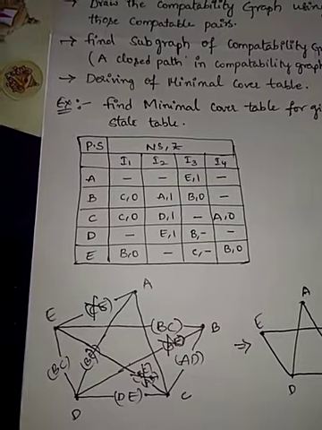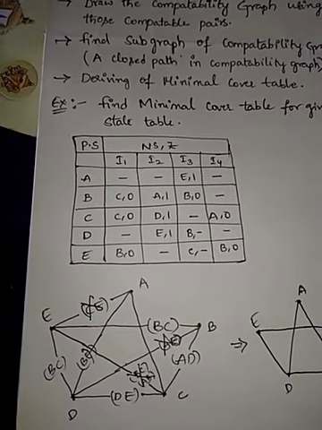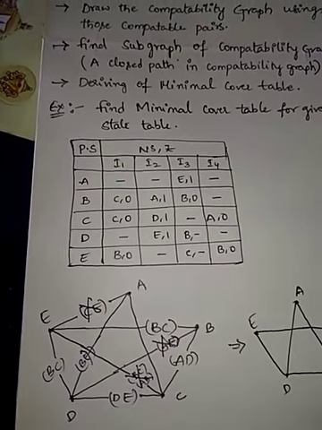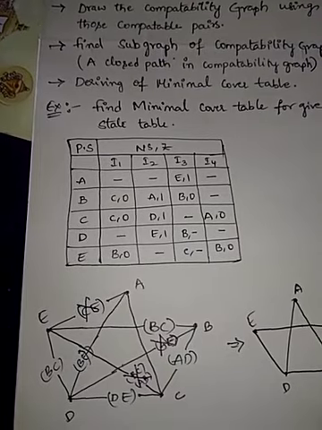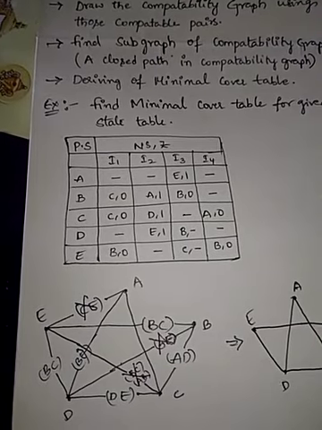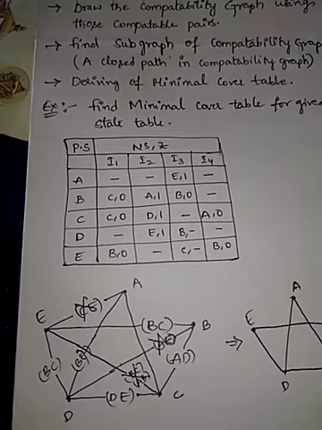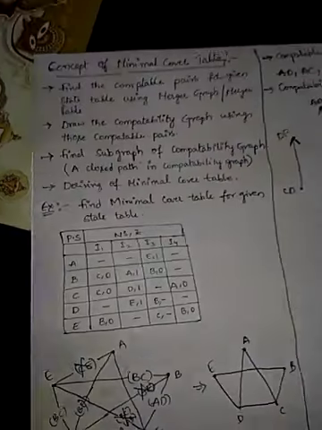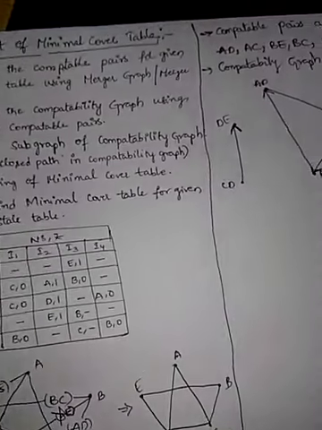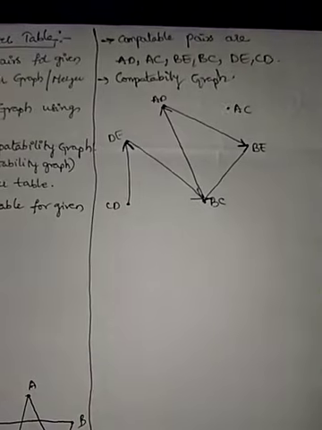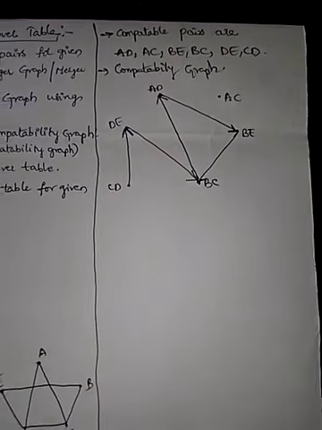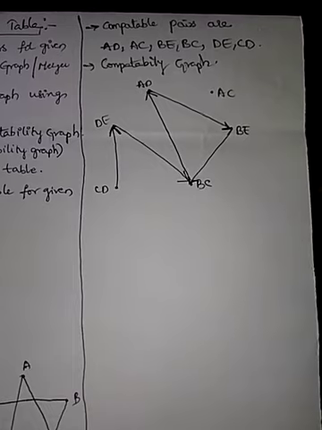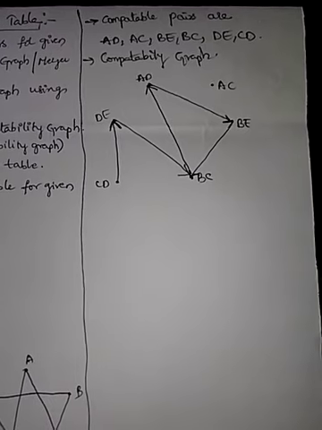Why? Because DE is compatible only when BC is compatible. That's why draw an arrow mark which shows that DE is compatible only with BC. So draw a line, an arrow mark from DE to BC, right, like this, clearly. Now the only thing which is remaining is AC, which is remaining alone.